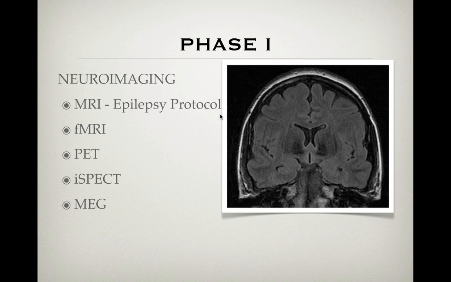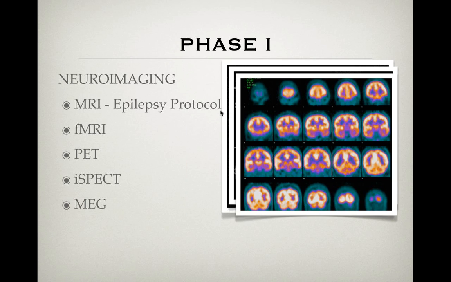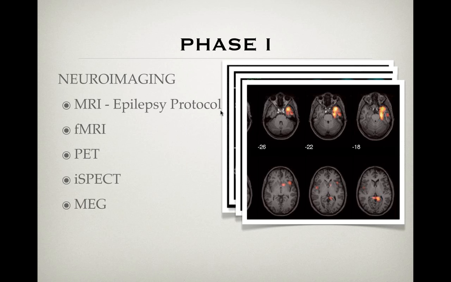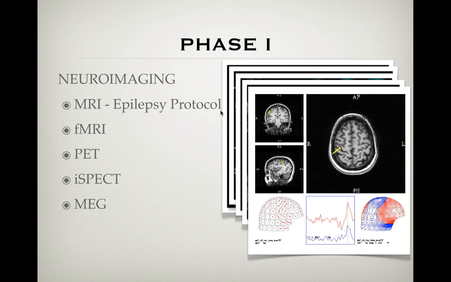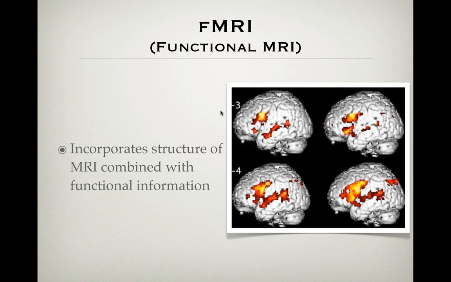This is just a basic MRI picture. This is functional MRI. This is what a PET scan looks like. Ictal SPECT, and MEG. And I'm going to go through each one of those in more detail. So MRI, everybody has reviewed, so we don't need to go into too much depth about that. But this functional MRI may be a new concept. This is a 3D reconstruction of MRI. So this is what the structure of the brain looks like.